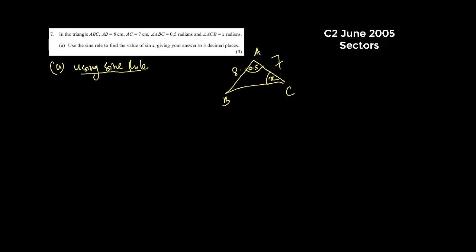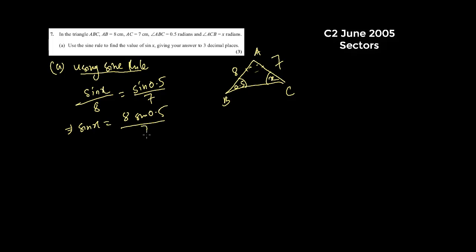Now if you take a look here, angle ABC, I made a mistake. ABC should be this one. This is not ABC. This is ABC, 0.5. So sine x divided by the opposite side 8 equals sine of 0.5 divided by the opposite side 7. This is the sine rule. Now we have to find the value of sine x. So sine x equals 8 times sine 0.5 divided by 7. Remember the 8 has to be written in front. This is the rule. So let's calculate this.